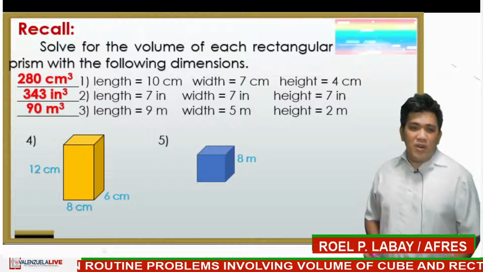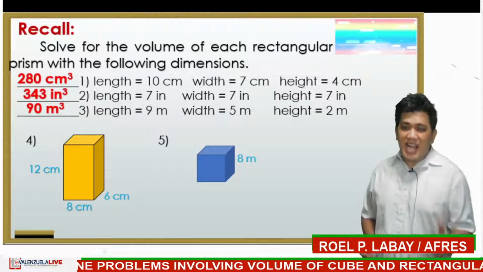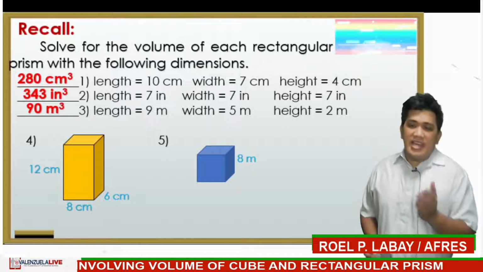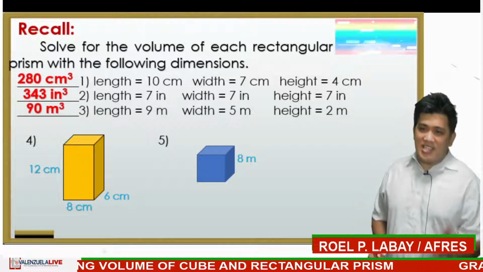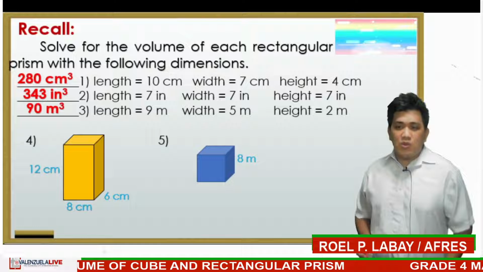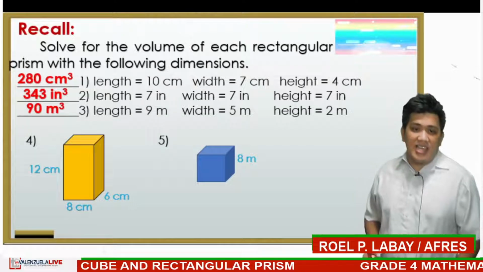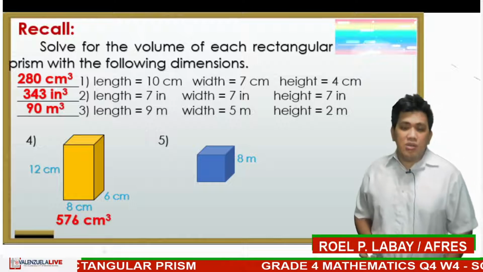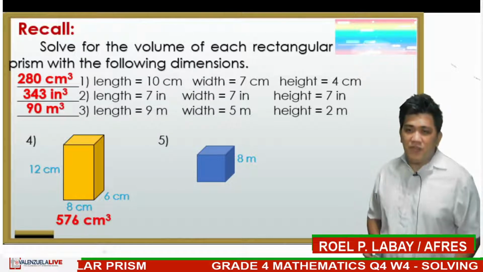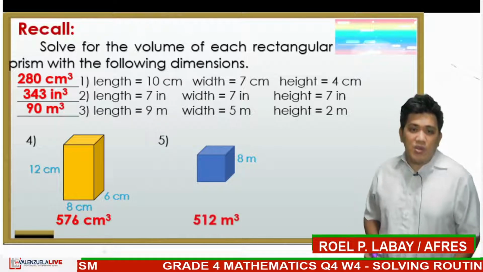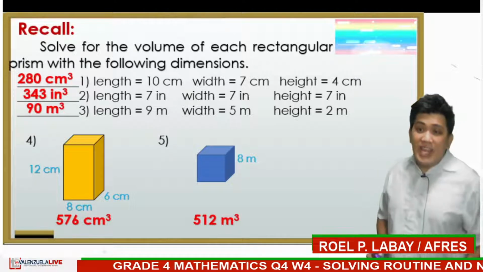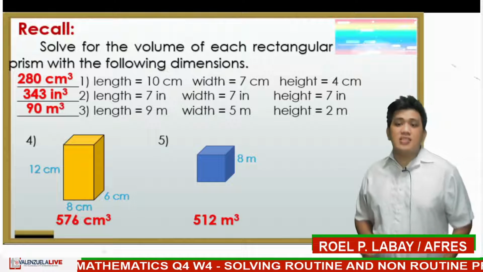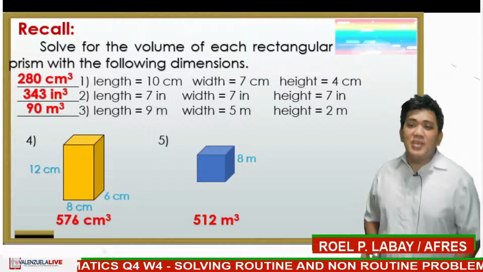For number 4, we have here a figure or a rectangular prism with the dimensions of 12 centimeters, 8 centimeters, and 6 centimeters. We will just multiply 12, 8, and 6, and the answer will be, very good, 576 cubic centimeters. And for number 5, we have here a cube with an edge of 8 meters. So 8 times 8 times 8, the answer is 512 cubic meters.